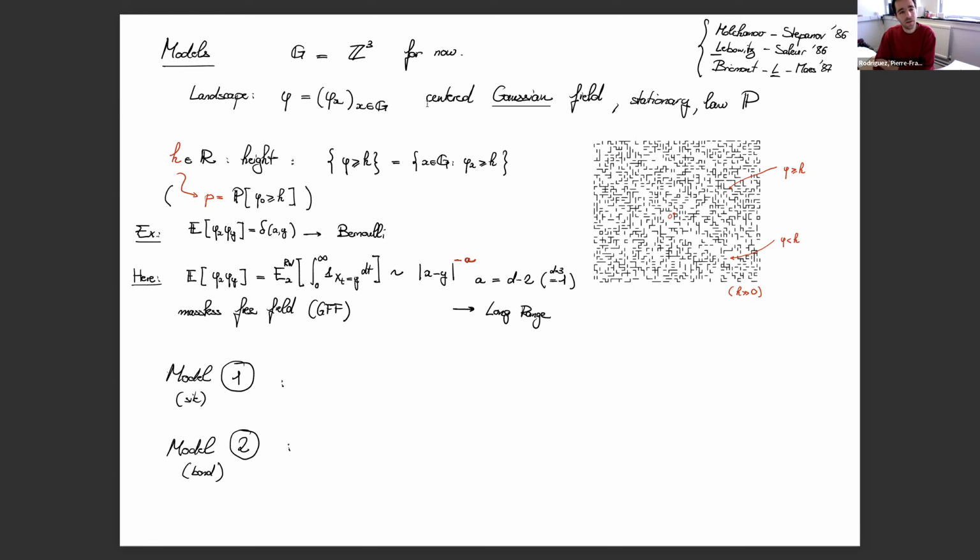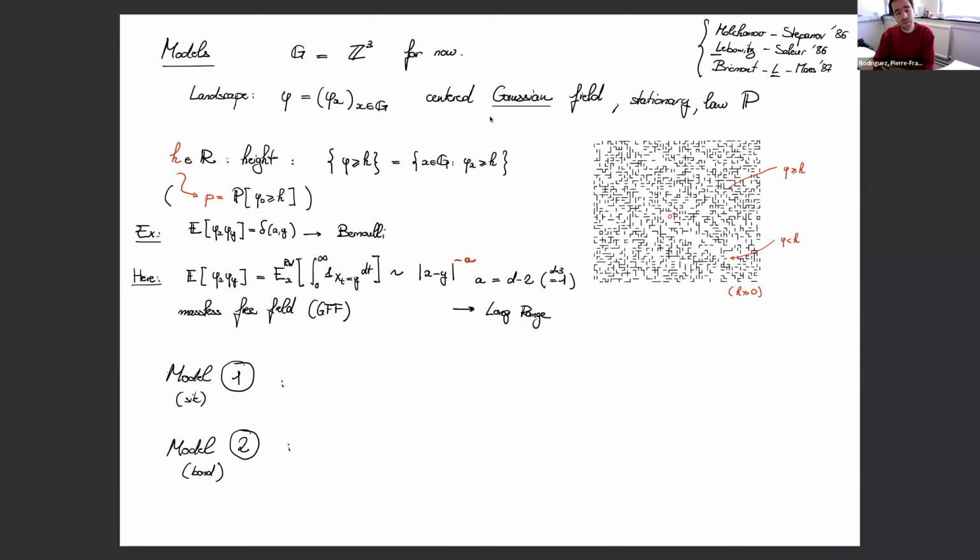Okay, so the model is the following. Imagine that you have a random field indexed by the vertices of your graph. So you have your graph, and at every vertex you have a random variable sitting. So you have this kind of landscape. And I'm going to assume that phi is a centered Gaussian process, so it has mean 0, and it's stationary. And I'm going to denote its law by this double bar P.